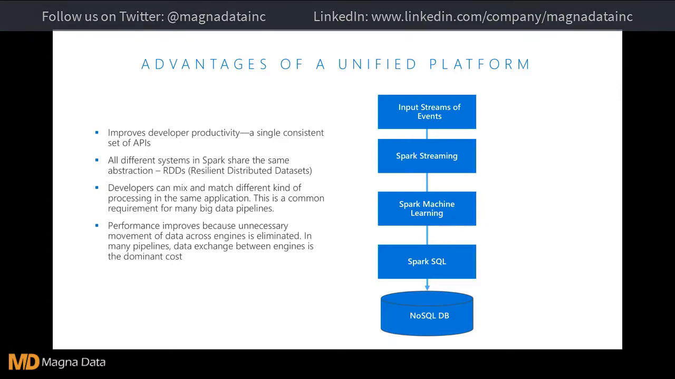Developers can mix and match different kinds of processing in the same application. Performance also improves because unnecessary movement of data across engines is eliminated. In many pipelines, data exchange between engines is the dominant cause.